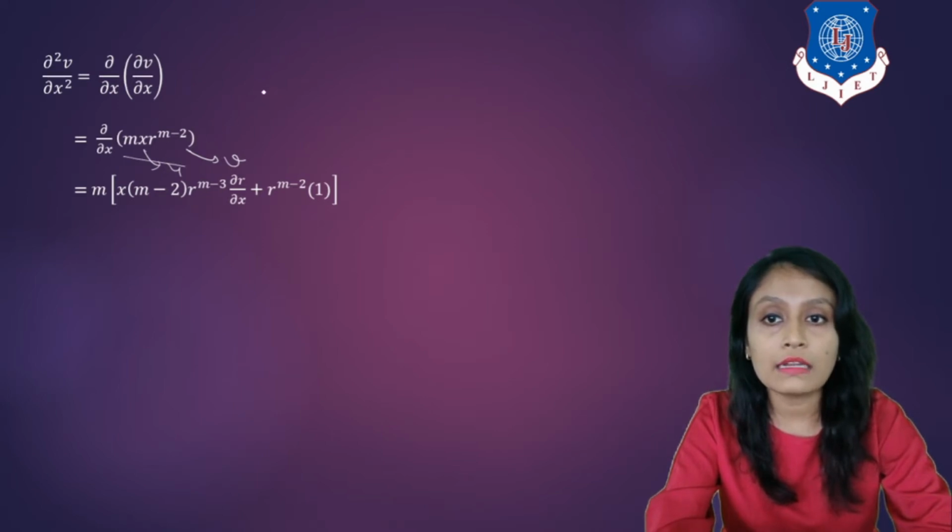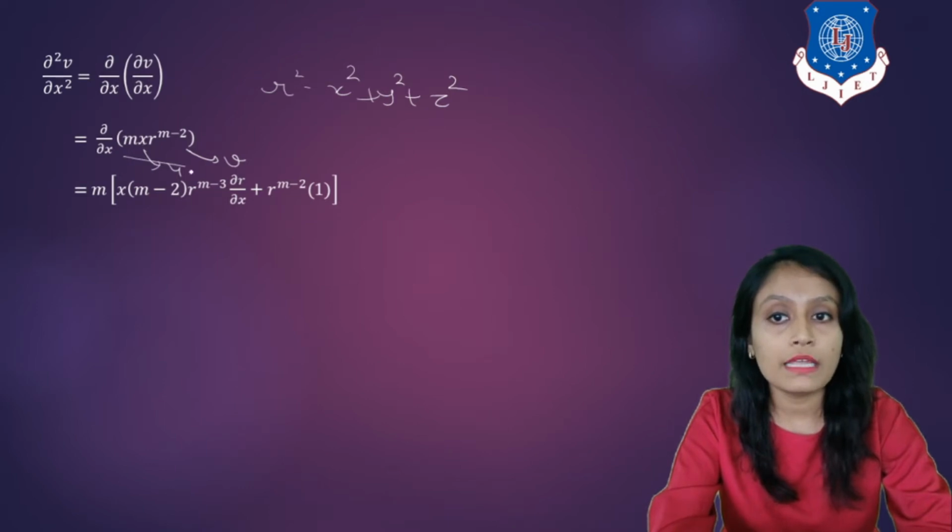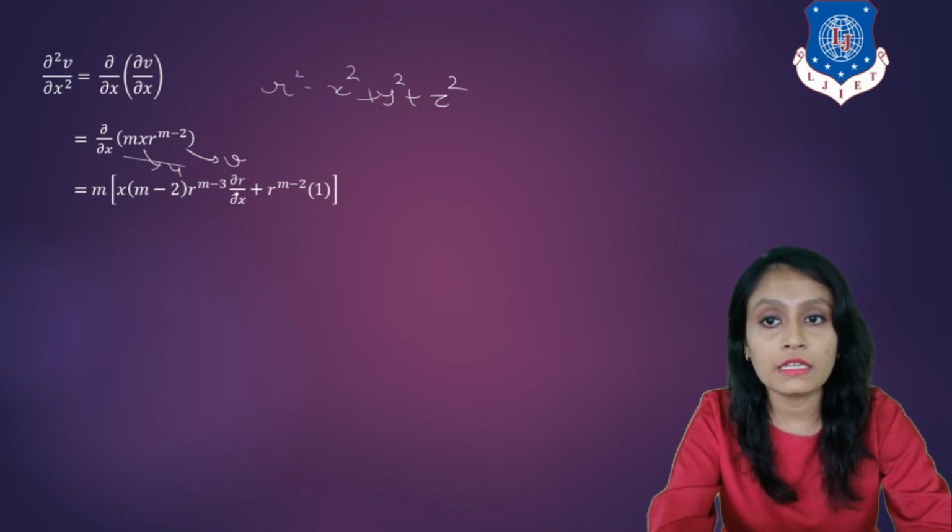Now we know r square is equal to x square plus y square plus z square, that is, r is a function of x, y, z. So firstly apply this uv rule formula. u as it is, x is kept as it is, derivative of r raised to m minus 2 with respect to x, that is m minus 2 into r raised to m minus 3, then derivative of r with respect to x, that is del r by del x, plus v as it is, that is r raised to m minus 2 as it is, and derivative of x is 1.